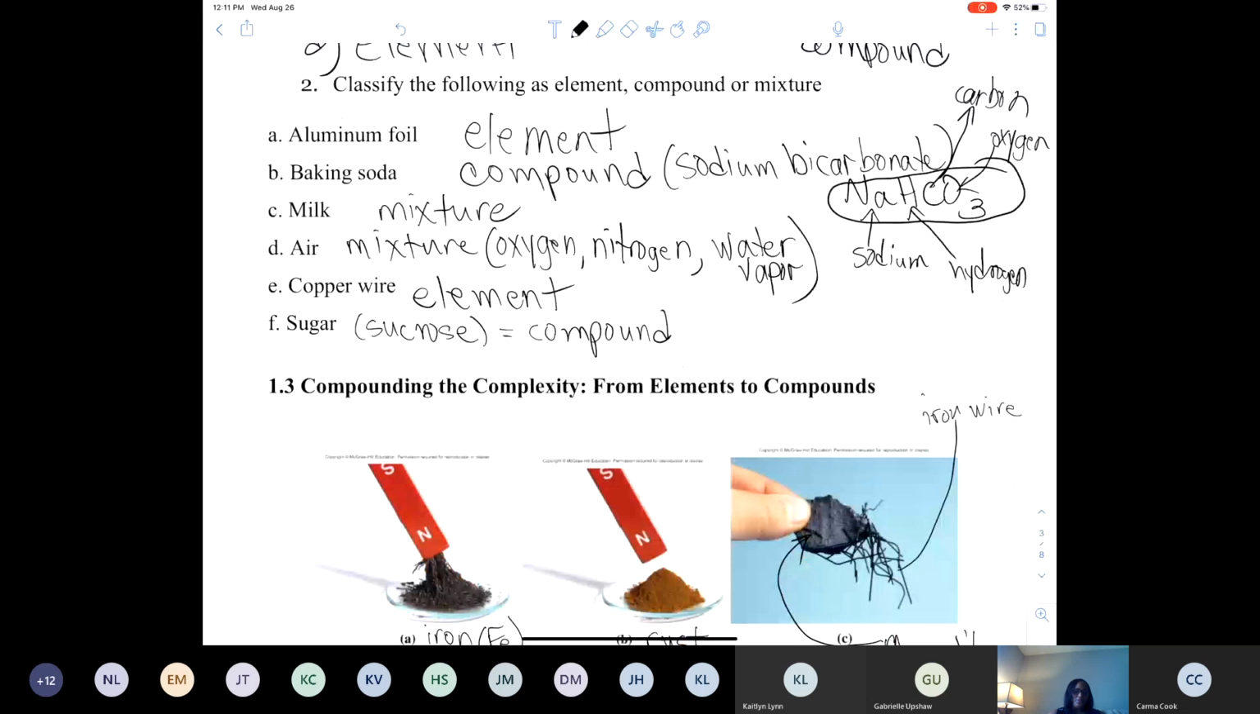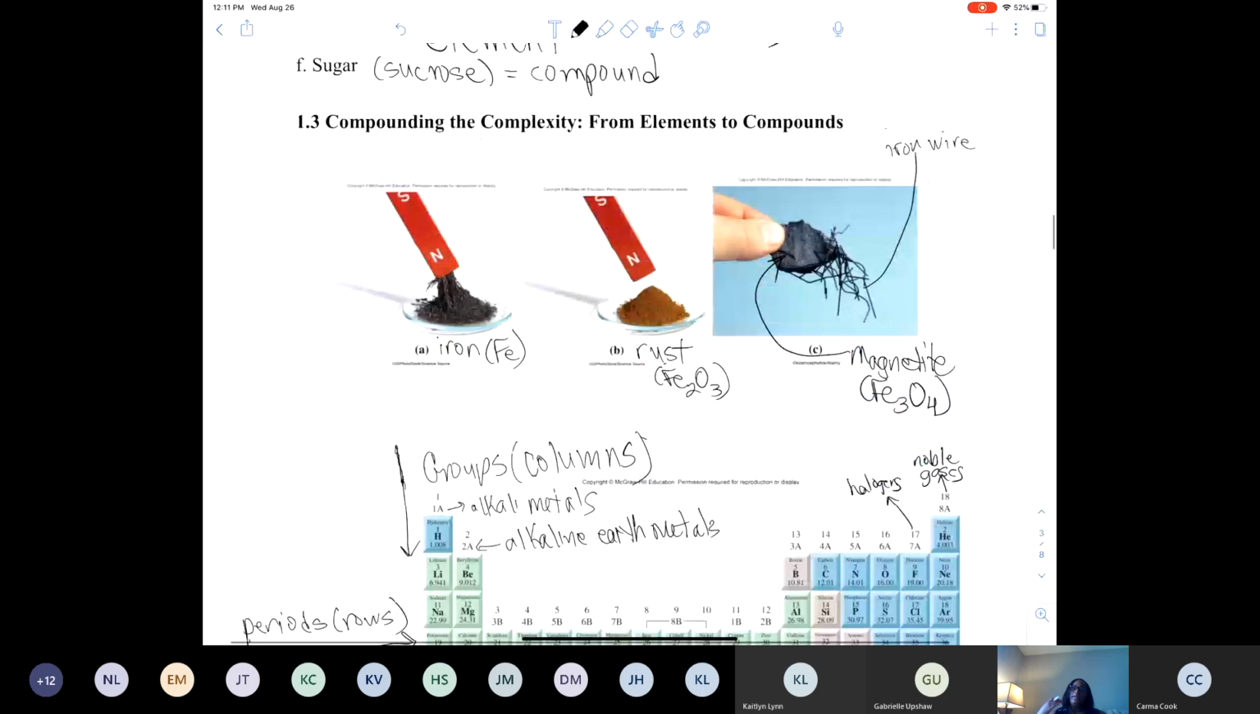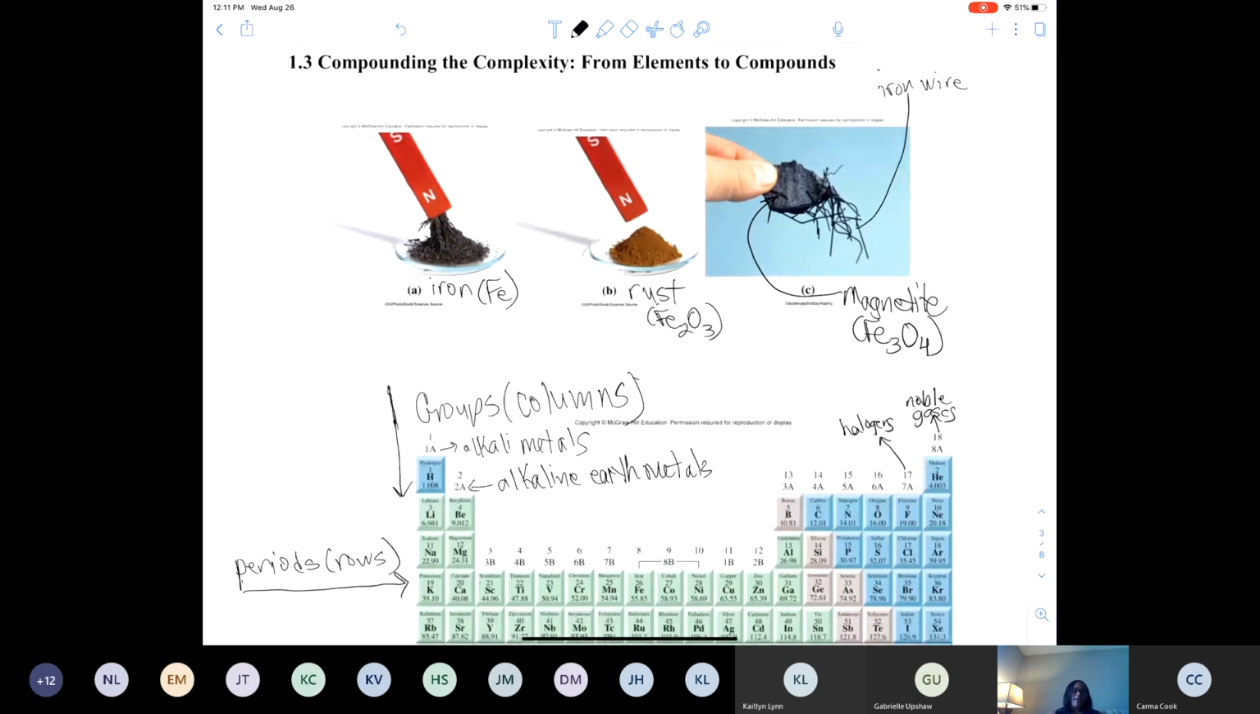So before we go, we'll introduce the next section that we'll start on Monday. So now that we've got an idea of what makes an element different than a compound, an element is only made up of one type of atom, whereas a compound, like baking soda, is made up of 2 or more different types of atoms. And so the next section, compounding the complexity from elements to compounds, we're going to take a closer look at the periodic table, take a closer look at compounds.